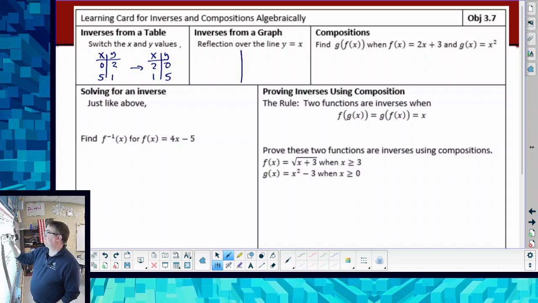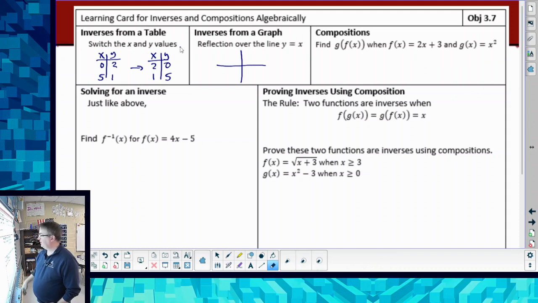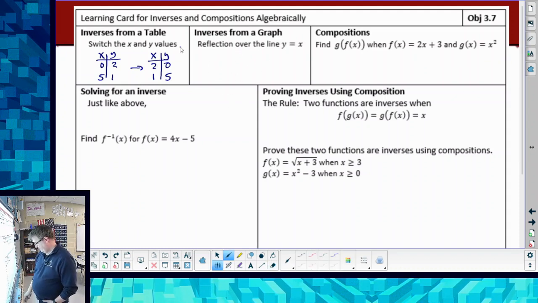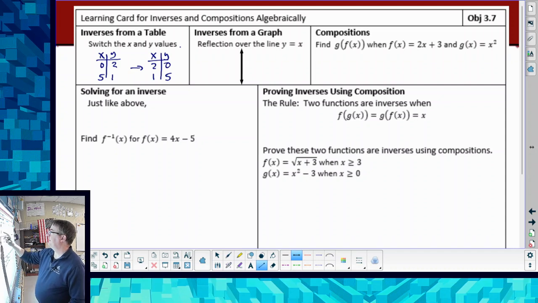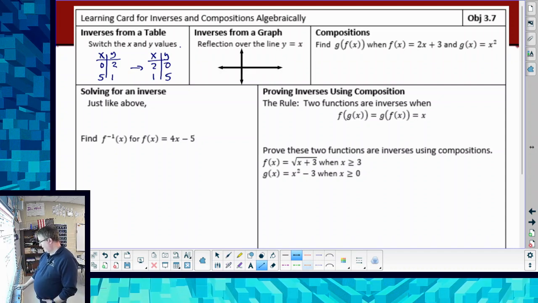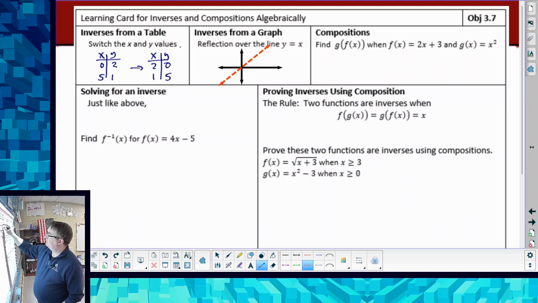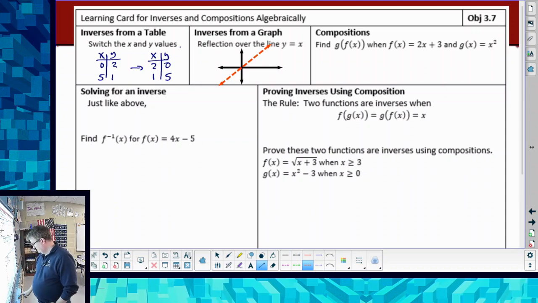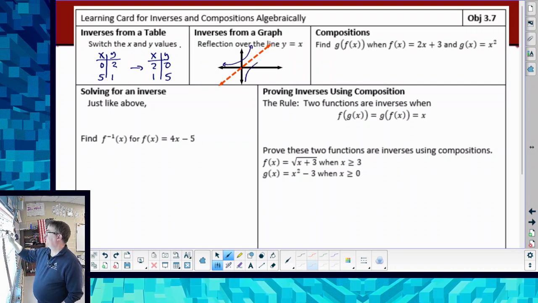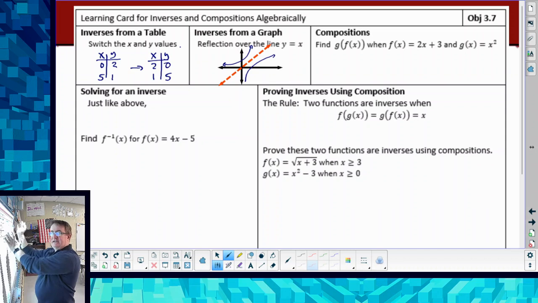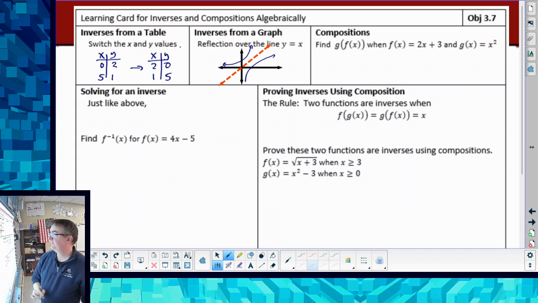Inverses from a graph, remember, I should probably do that in black. So inverses from a graph, if I have a line that follows y equals x, and a picture that looks like this, the inverse is going to look very similar to it. And if I tilted it sideways, you'd see the mirror image of it.